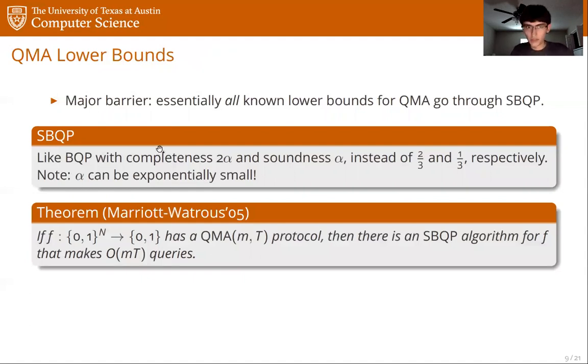In particular, this alpha can be exponentially small, which is what gives these SBQP algorithms their power. The connection between QMA protocols and SBQP algorithms is very simple. If you have a QMA MT protocol, there's an SBQP algorithm that makes roughly m times t queries.